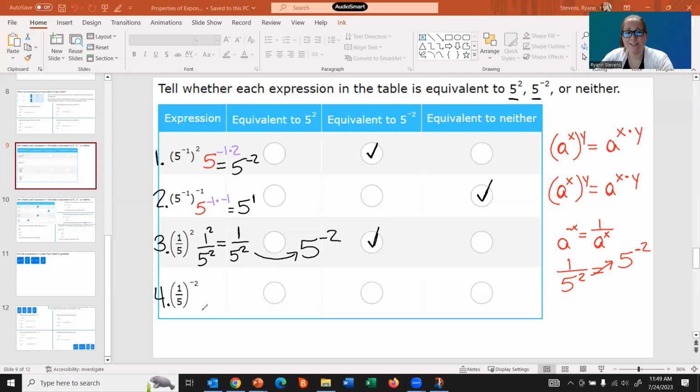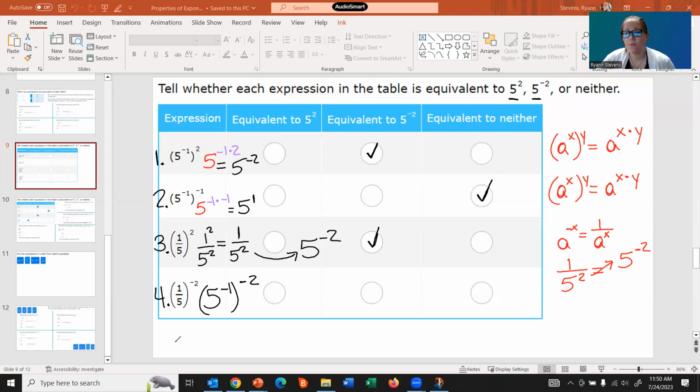All right, and last we have 1/5 to the -2nd power on the outside of the parentheses. And so in order to do that, we're again going to look at that negative law of exponents. One way we can do that is we would rewrite this as 5 to the -1st power, and then on the outside, we could say to the -2nd power.